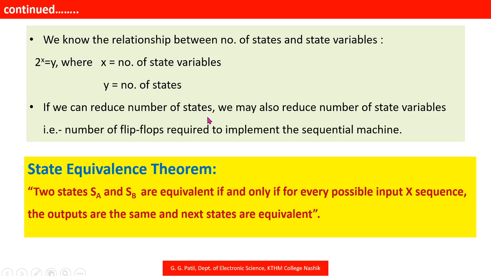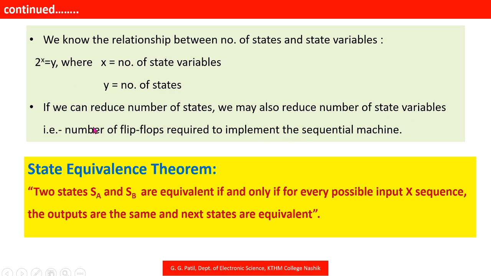We can reduce the number of states. We may also reduce the number of state variables. The number of state variables is nothing but the number of flip-flops required to implement the sequential machine. So the number of state variables represents the number of flip-flops required to implement the state machine.